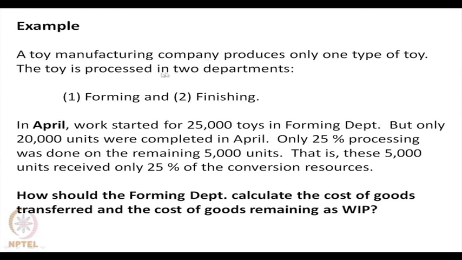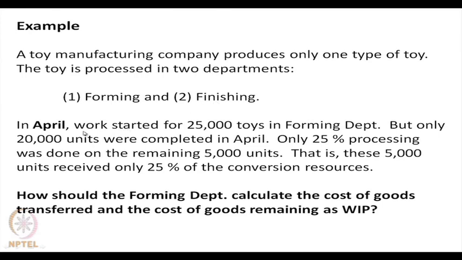For simplicity, we are assuming that the toy is processed in two departments, one the forming department and two the finishing department. We will consider 2 months, April and May. We are assuming that to start with, in April there is no work outstanding either in the forming or in the finishing department.